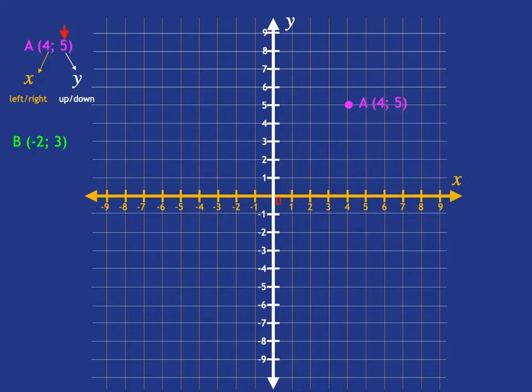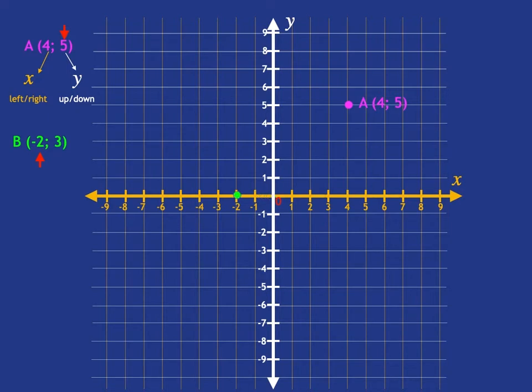Let's have a look at another point. If we're asked to plot the point B, which is -2, 3, what do we do? Well, we always start first with the x coordinate. We also always start right at the origin, and then we have to move left or right according to the x coordinate. Now in this case, the x coordinate is -2. Negative means we move to the left, so we must move 2 steps to the left.